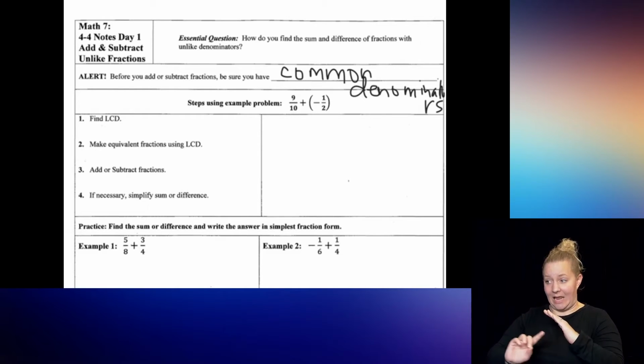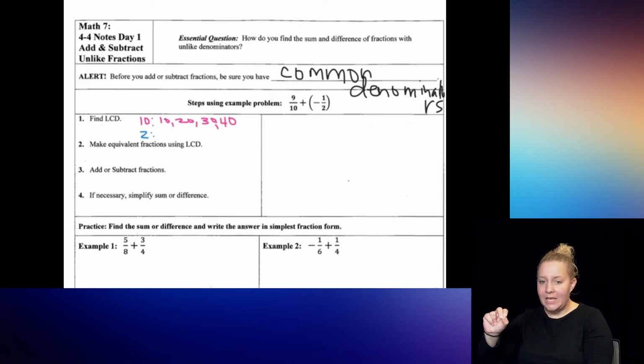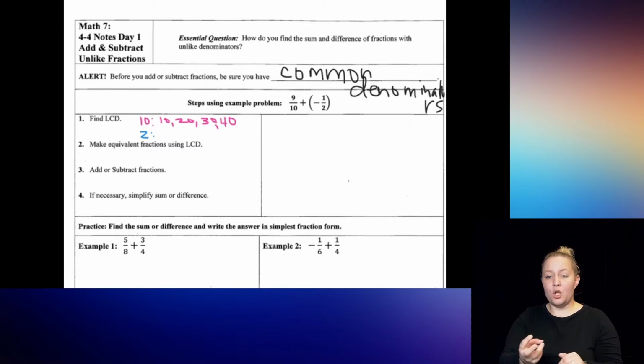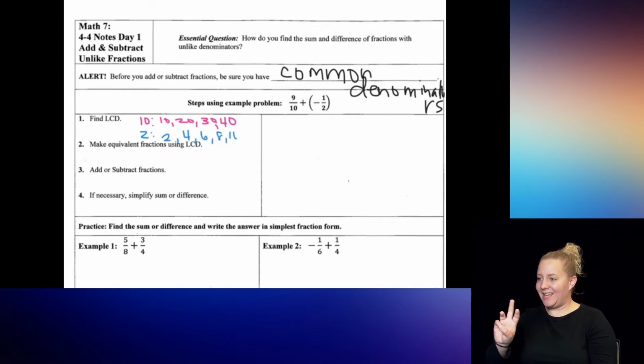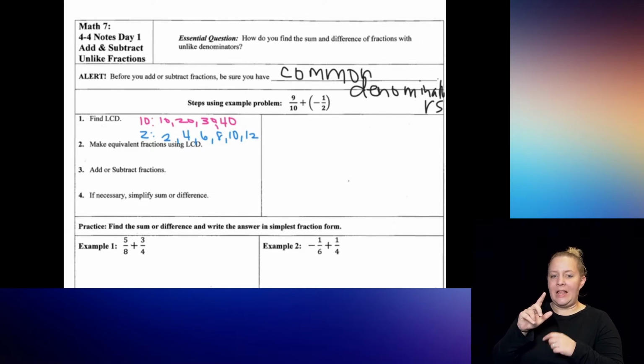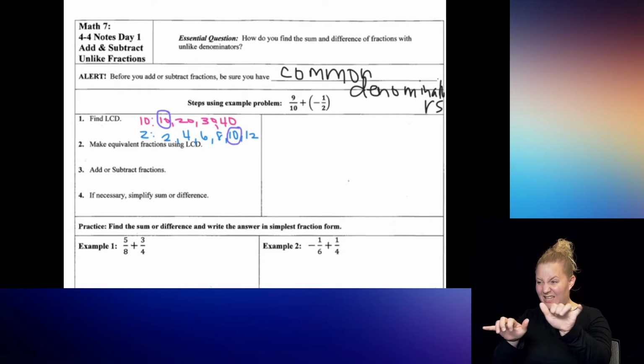So the first thing I would do is list the factors, or not the factors, the multiples of 10 and the multiples of 2. So the multiples of 10 are 10, 20, 30, and so on. And I'm just going to stop there. And then for 2, I know my multiples of 2 are 2, 4, 6, 8, 10, 12. And then once you see that least common multiple or least common denominator, it is this 10. They both have that 10 in common, and that's the smallest number that they have in common. We know that that is going to be our least common denominator.